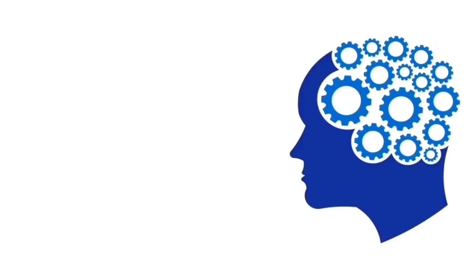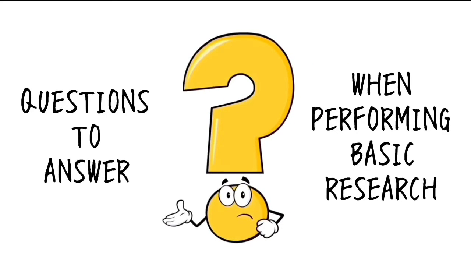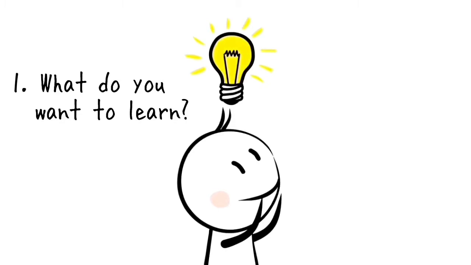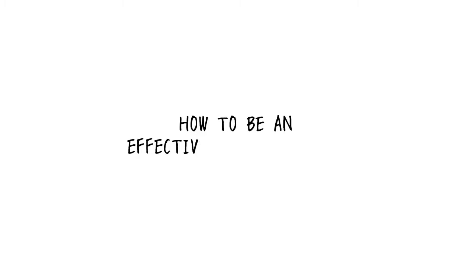So let's start. There are some guide questions to answer when performing basic research. Number 1, what do you want to learn? What do you want to find out? What do you want to discover? In this step, you should develop and identify your topic. For example, the topic that crossed my mind is about online learning. I'd like to discover how to be an effective online learner.